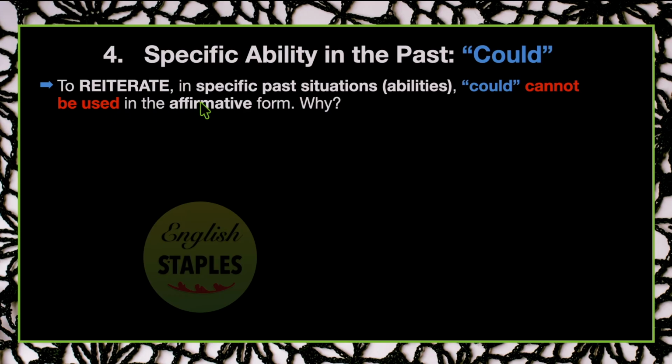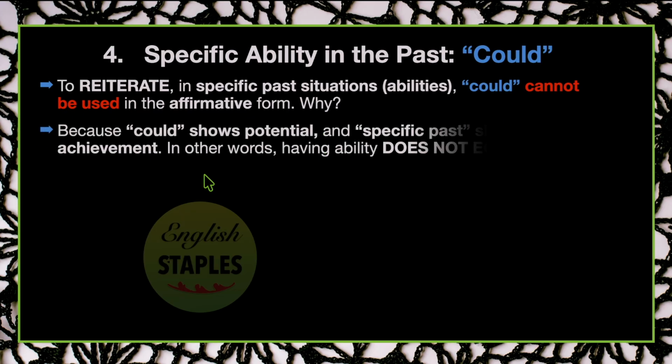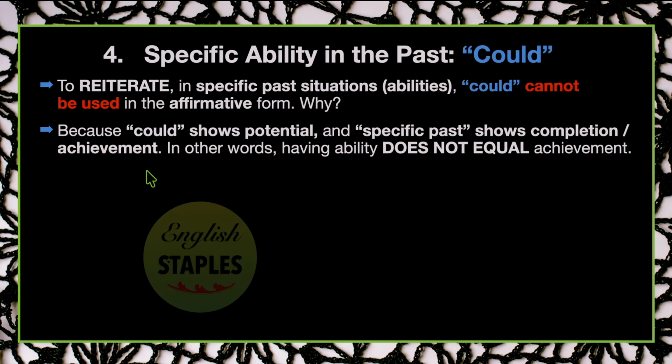To reiterate, in specific past situations or specific past abilities, could cannot be used in the affirmative form. Why? Because could shows potential. The ability that could expresses shows potential. And specific past shows completion or achievement. In other words, having ability does not equal achievement or completion.